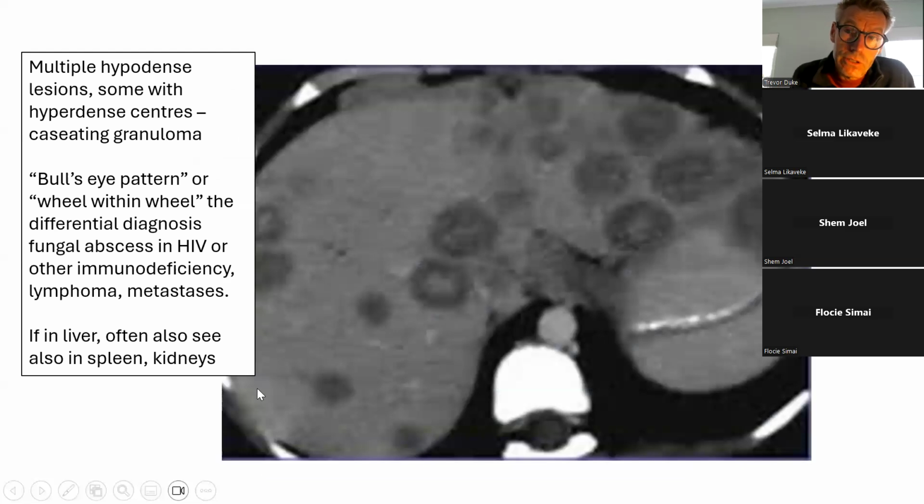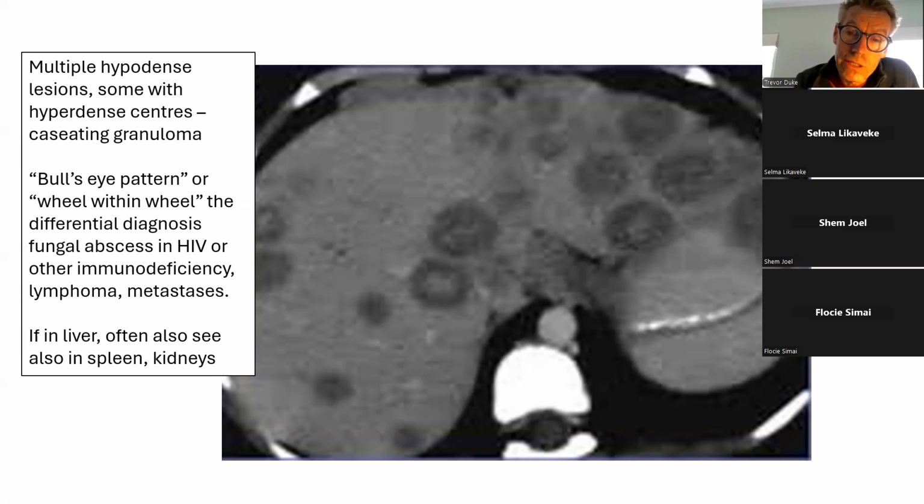Sometimes this is the liver in a child who had abdominal TB, and sometimes you'll see hypodense lesions like this. This is, again, a bit non-specific for tuberculosis involving the liver, but it is typical, although it can be seen with fungal infections in immunocompromised hosts. It can be seen with secondary malignancies such as lymphoma or other malignancies.